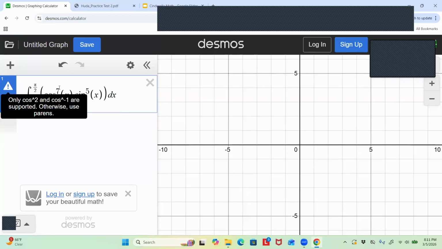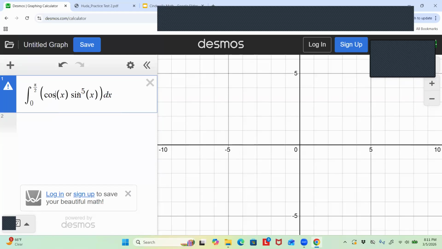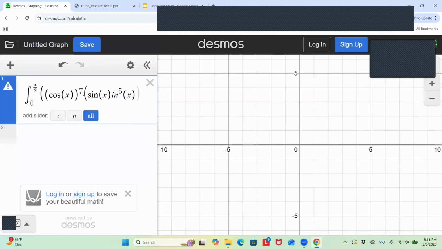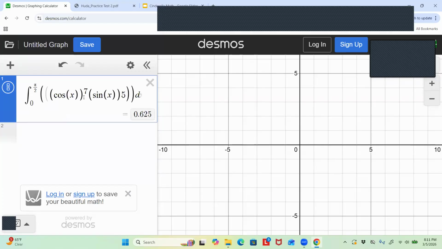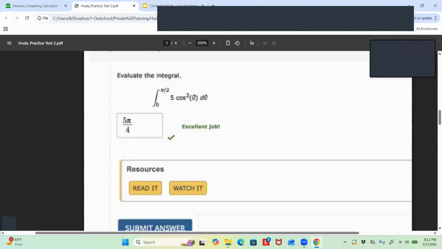Oh, okay. They don't like how I typed it. So cos of x to the 7th, sine of x to the 5th. And fraction. There we go. But most likely you're not allowed just to jump right there and you need to show work, but it's nice to check. All right. We're going to number 4, which is another trig integral.